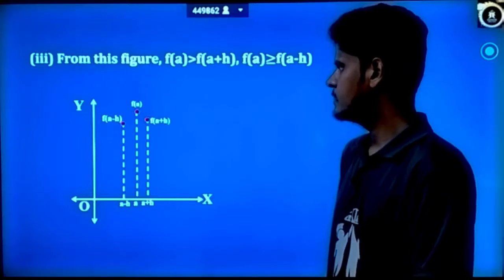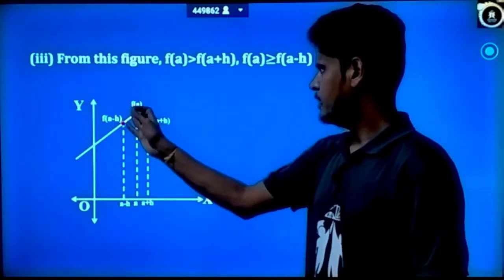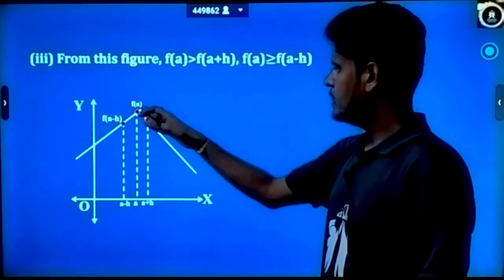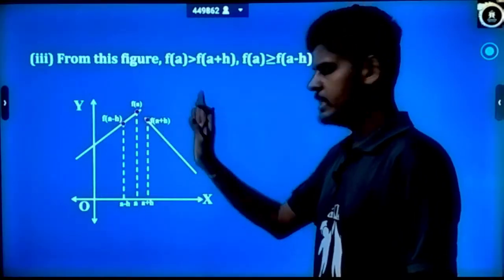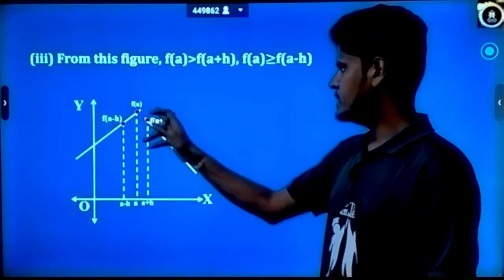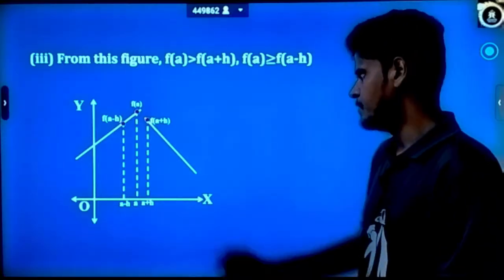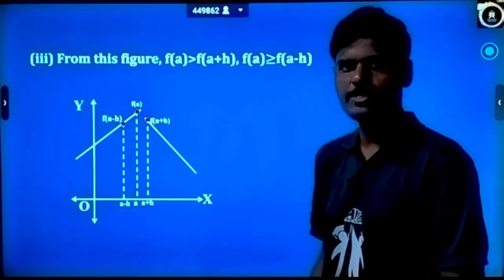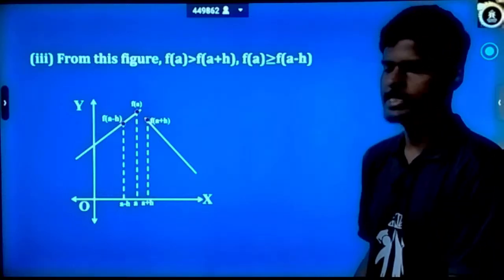Again, the next case is f of A equal to the left hand limit, but the right hand limit is lesser than f of A. That means again this is the point of maximum, because f of A is the greatest value among all the values in the neighborhood. That is the understanding. No?